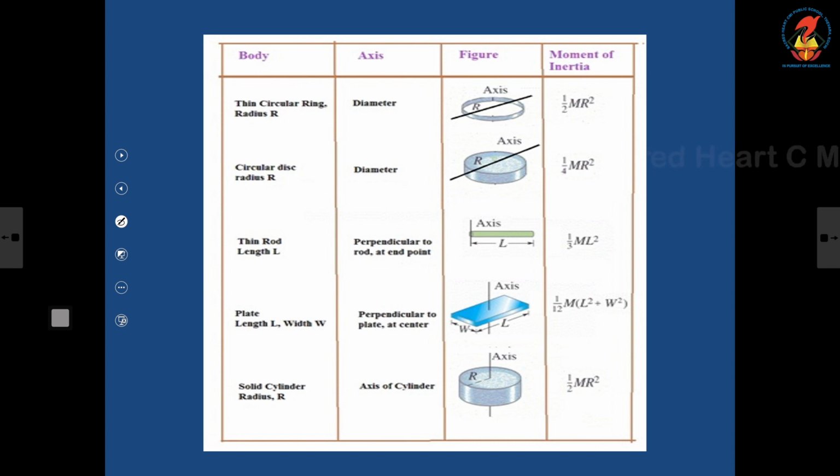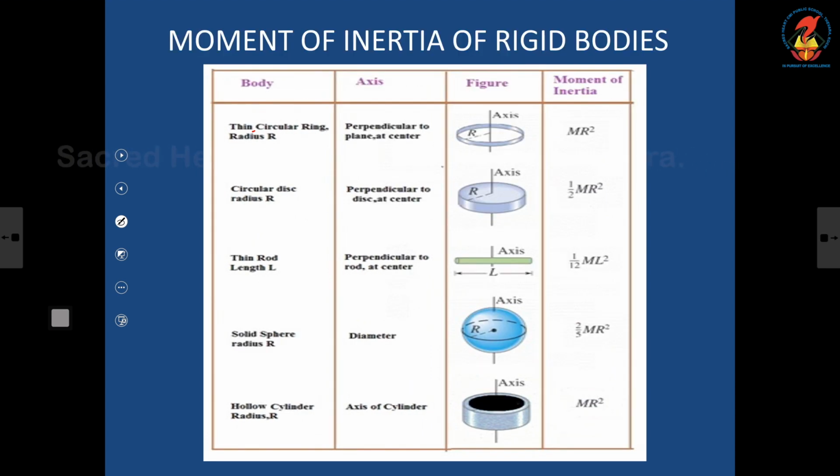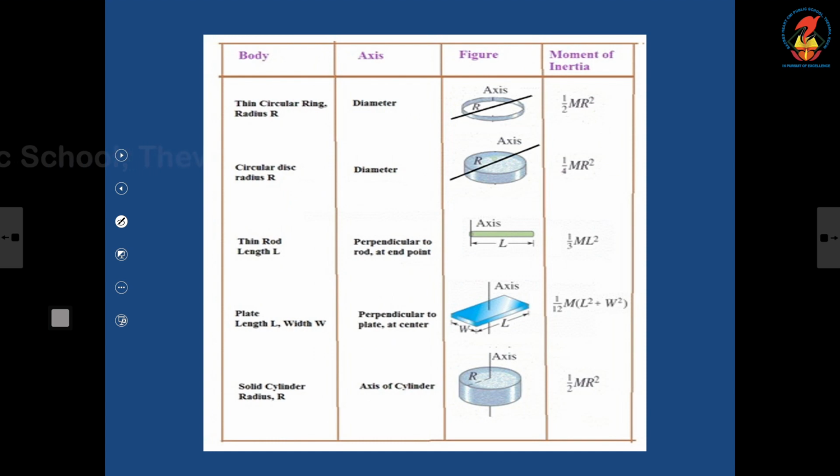Now, for a circular disc, the axis is about the diameter. For the disc again I am changing the axis. So it is 1 by 4 mr square. Think about the previous case. Circular disc, when the axis was perpendicular, it is half mr square. But now it is 1 by 4 mr square.